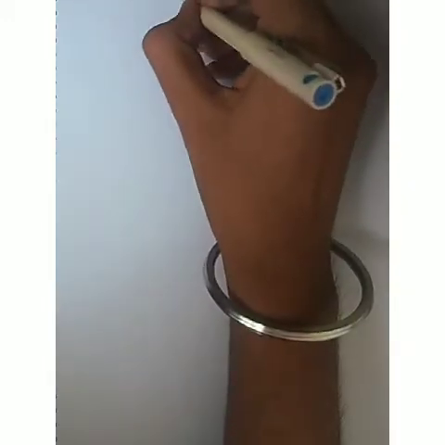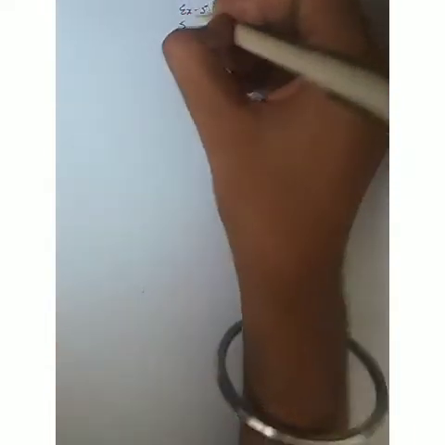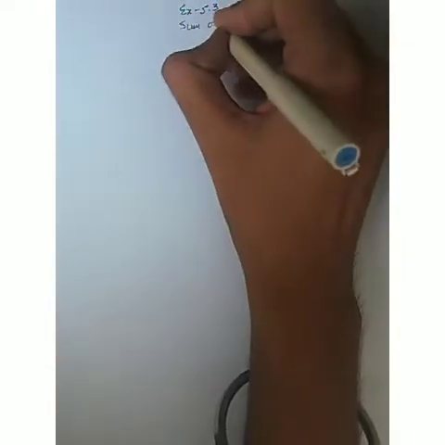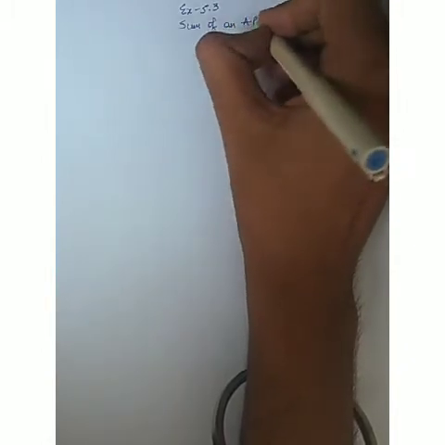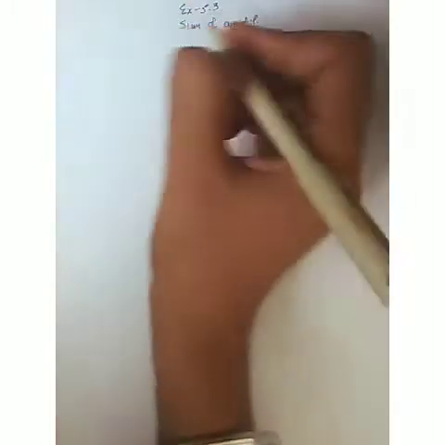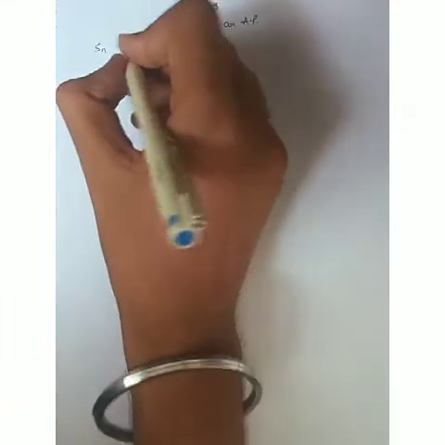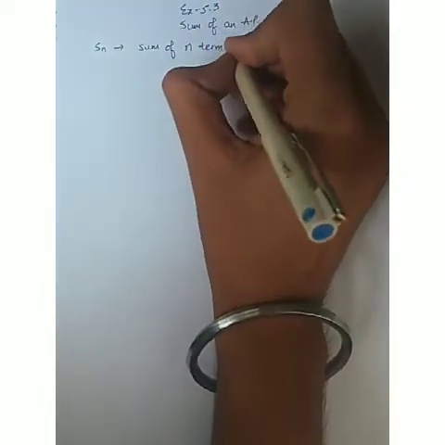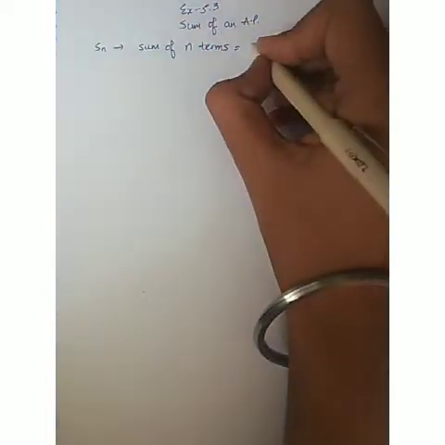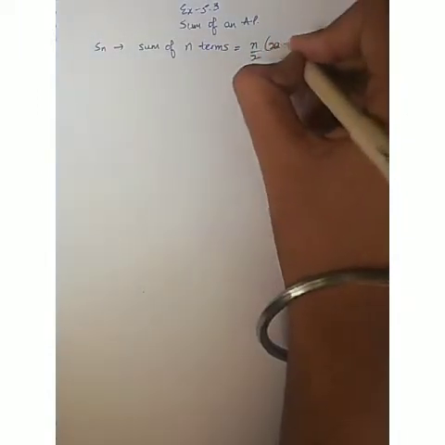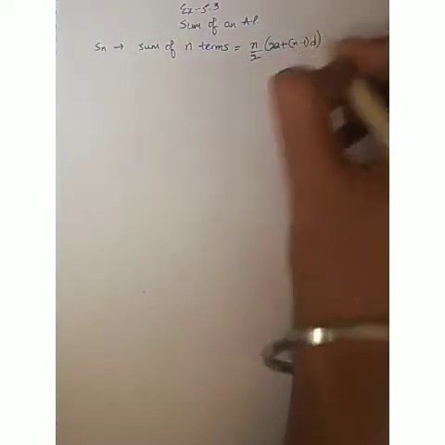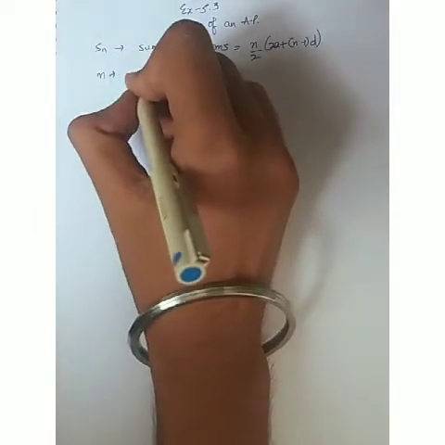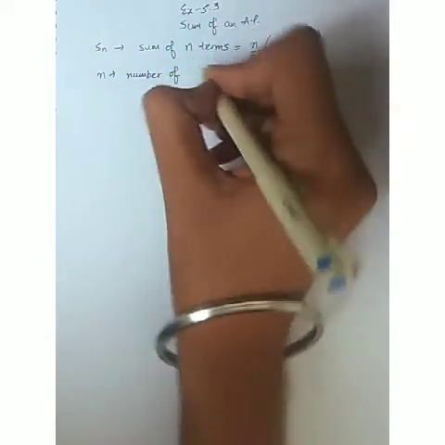So let's move to exercise 5.3. In this exercise we are going to learn the formula of sum of an AP. Now you have to remember this simple formula, that is Sn. Sn means sum of n terms, and the formula is given by n upon 2 multiplied by 2a plus bracket n minus 1 multiplied by d, where n is of course the number of terms, it's very general.